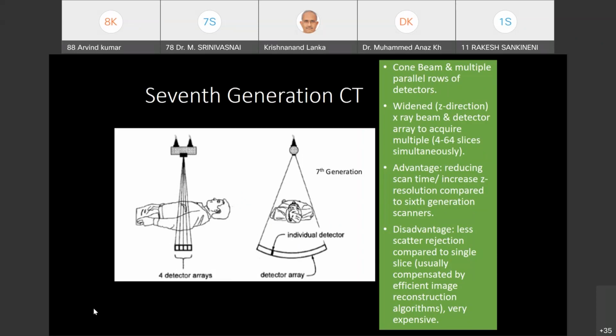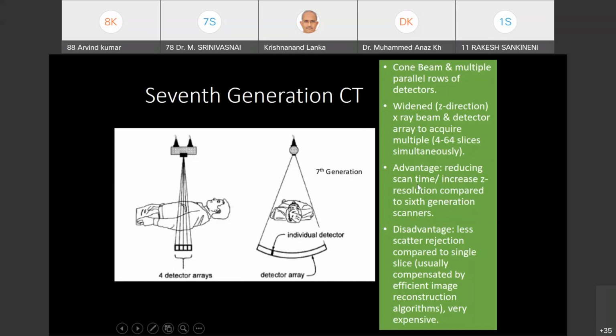So that is actually creating a kind of, you are getting directly a slice, right? Multiple, 4 to 64 slices simultaneously. So that is the beauty of it.